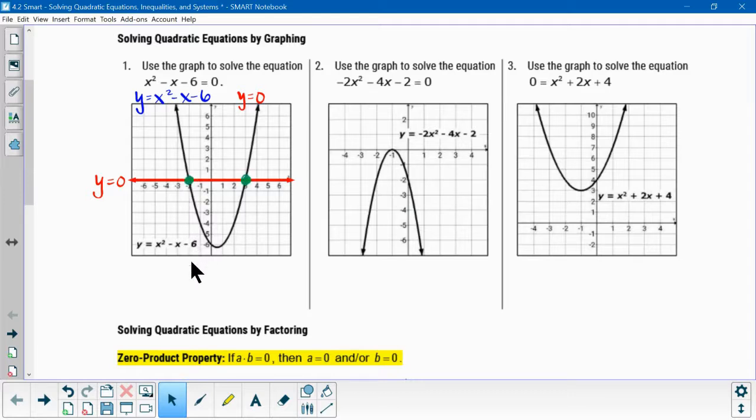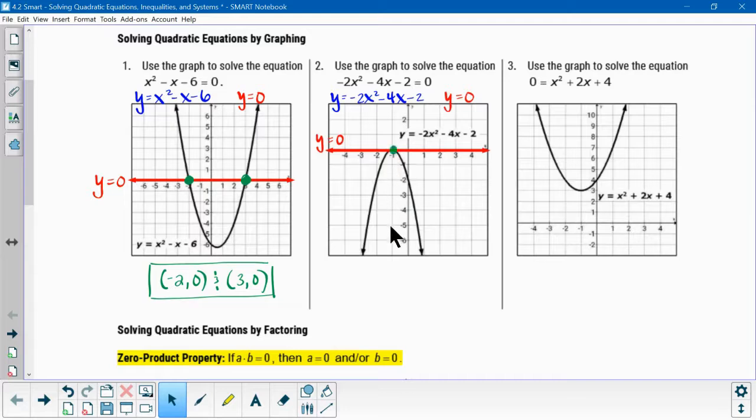And when you get the solution to two equations, it's going to be the intersection. So for my first problem, my solutions are going to be negative 2, 0, and 3, 0. If I do the same thing for number 2, I have y equals negative 2x squared minus 4x minus 2, and I have y equals 0. And the only place my quadratic intersects with y equals 0 is at negative 1, 0. So I only have one solution in this instance. And this is something called a double root or a bounce. Basically, your quadratic touches the x-axis and bounces off of it. It's going to be a double root when it comes to factoring.